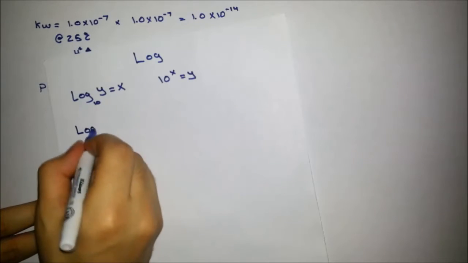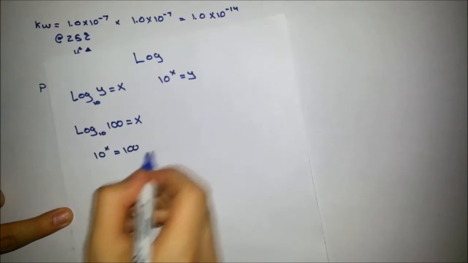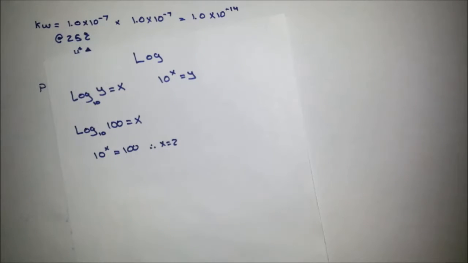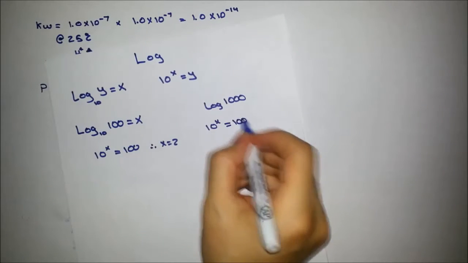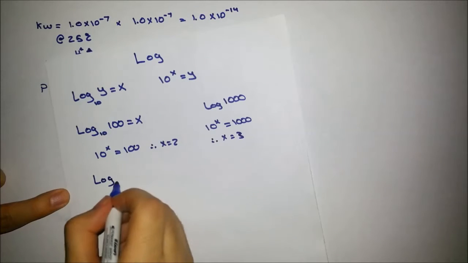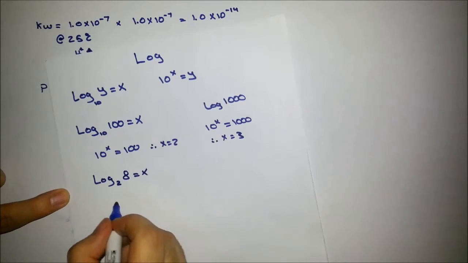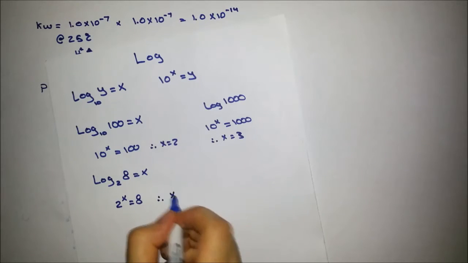A simple example is log 100. When 10 is raised to the power of x, it yields 100. X is therefore equal to 2. Another simple one is log 1000. Here the base 10 has to be raised to the power of 3. If we use a different base, in this example 2, and we try to calculate log 8, it will be 3.